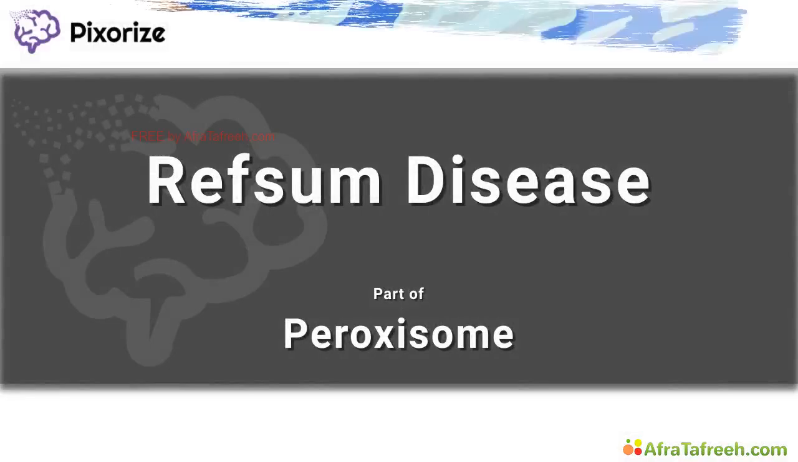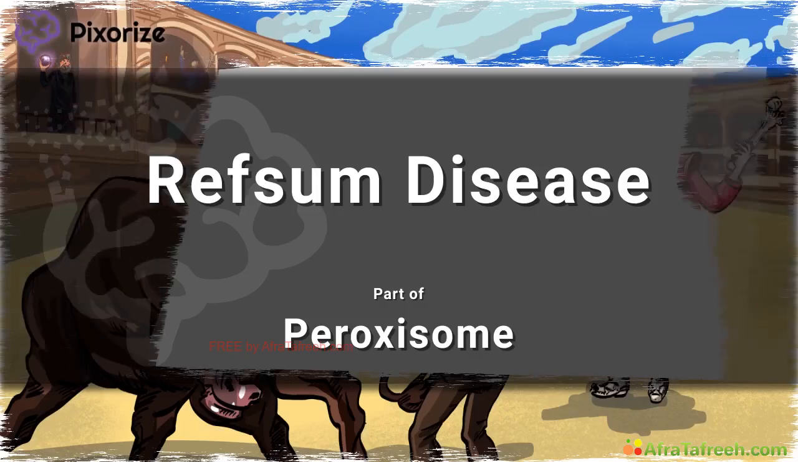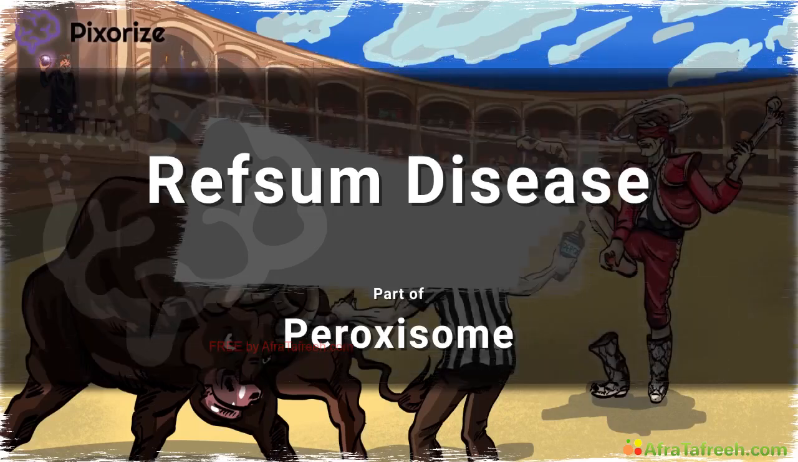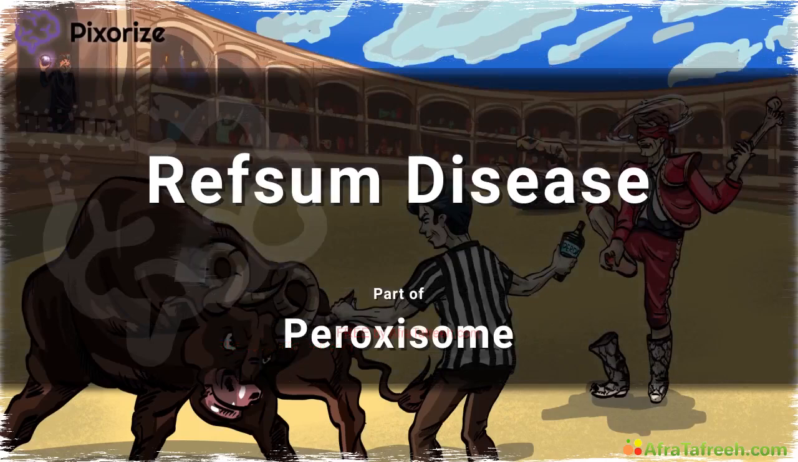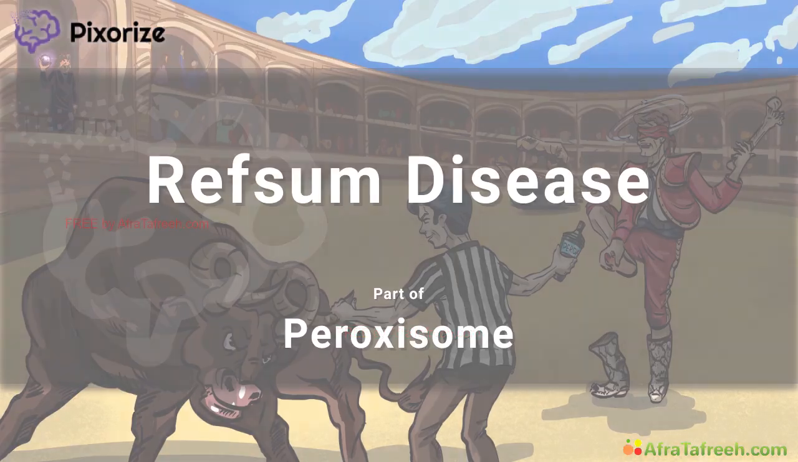In this video, we'll be discussing Refsum disease, an autosomal recessive disease resulting in the accumulation of phytanic acid in tissues. We'll give you a visual mnemonic to help you remember the cause, signs, and symptoms of this disease, so you'll be ready to answer any question on test day. All right, let's get started.